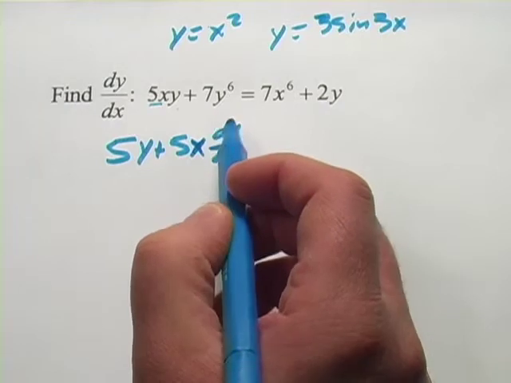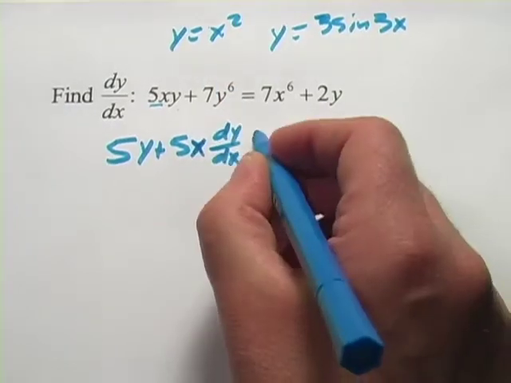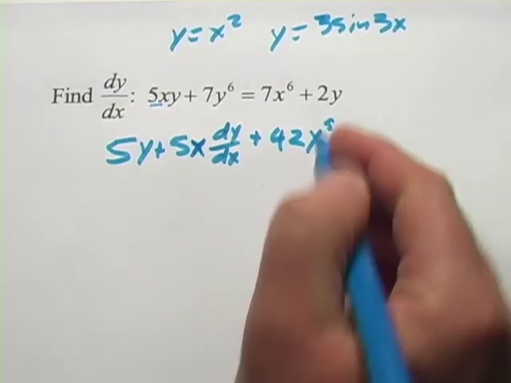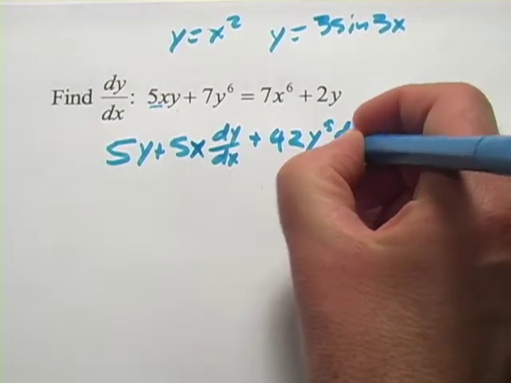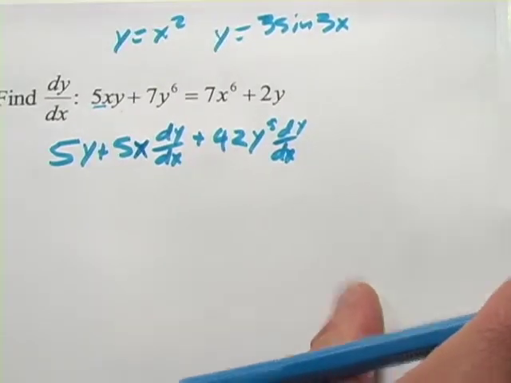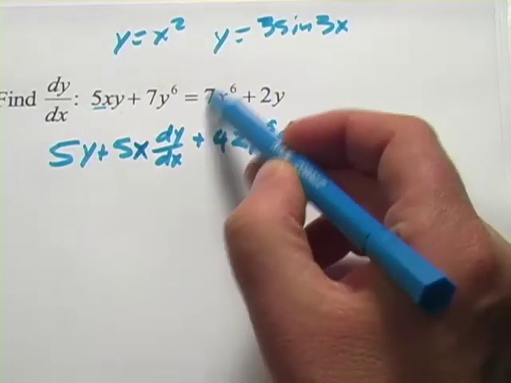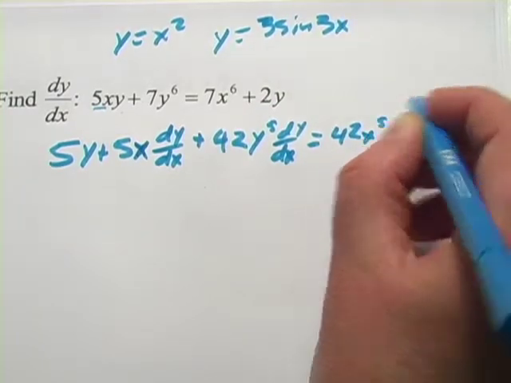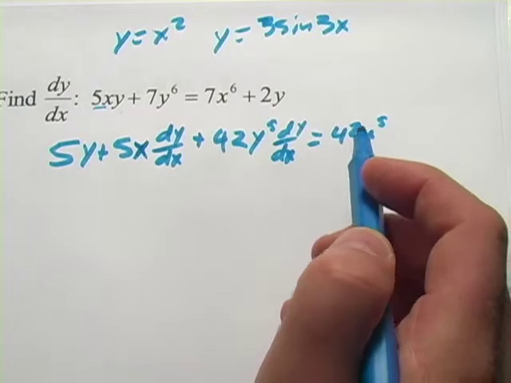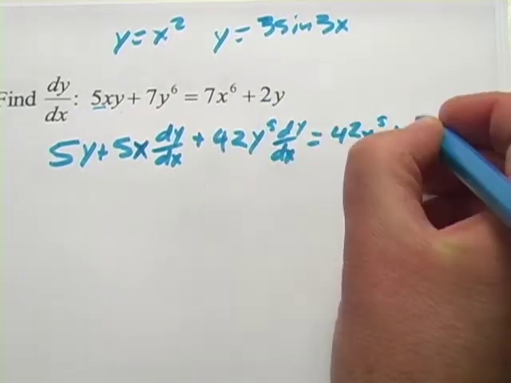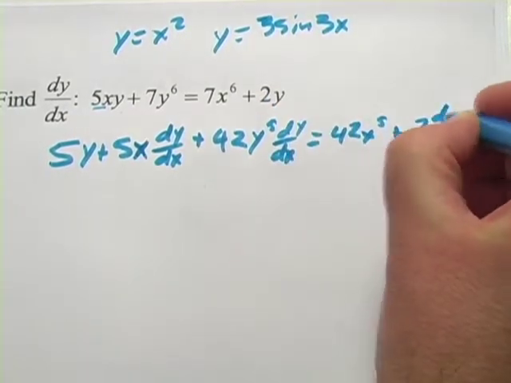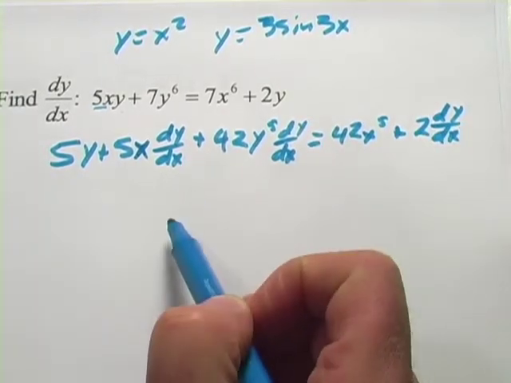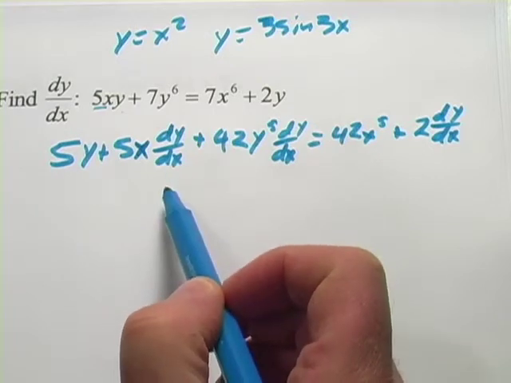We have 7y to the 6th. So 6 times 7 is 42, applying the power rule here. y to the 5th. But since this is a y term, I have to tag on the dy by dx. On the other side of the equal sign, we're going to use the power rule here. We get 42x to the 5th. And here we have 2y. The derivative of that is just going to be 2, but because it's a y term, we tag on this dy dx notation. Now, what we want to do is solve for dy dx.